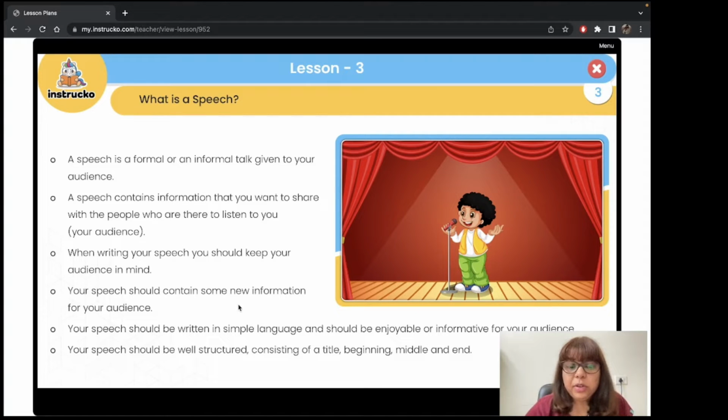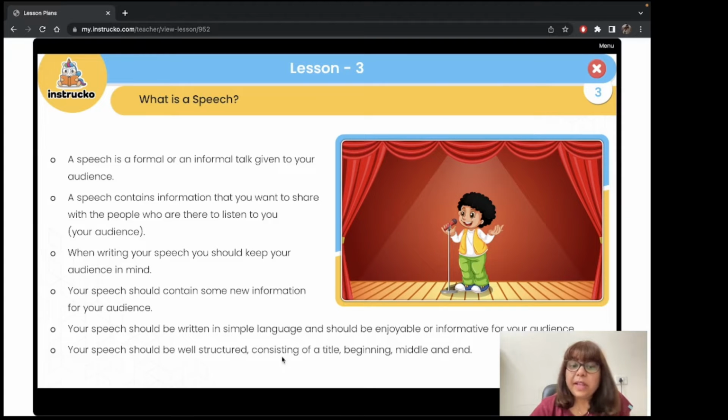Now, your speech should contain some new information for your audience. Why should an entire gathering of people come and listen to you if you're not going to tell them something new? So when you're collecting all the content for your speech, you should try and look for something that your audience might not have ever heard of. It's a good idea to always add something new so that when your audience leaves, they think, okay, I learned this thing, or this is something very interesting that I've heard of today. Now, your speech should be written in simple language and it should be enjoyable or informative for your audience.